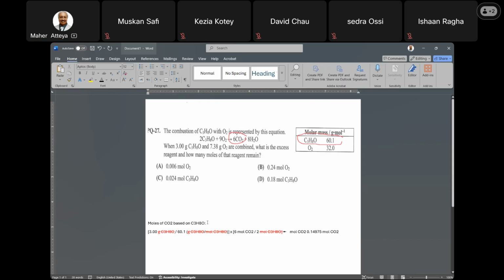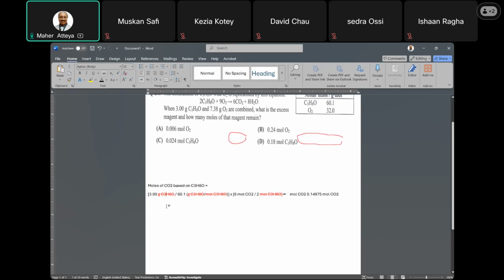So we do the same thing here. We'll do the same thing, but now the second reactant is O2. So don't worry, the answer has to be adjusted to the correct answer. So instead of basing it on this, I will base it on O2.